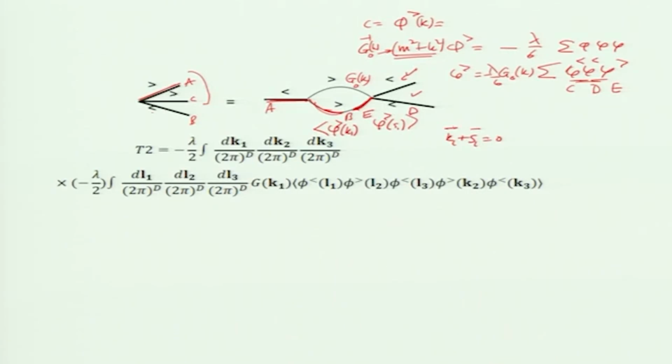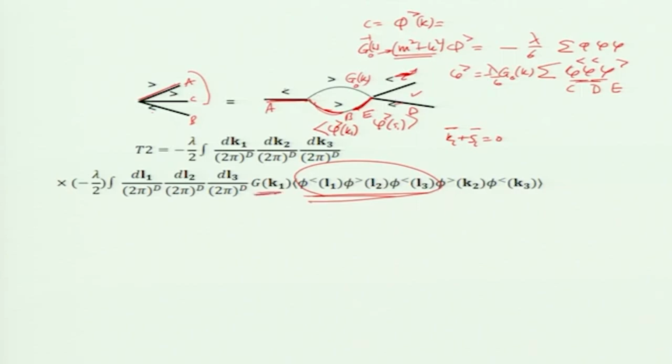This is the condition, no? The wave numbers must be equal and opposite. Okay. So, this is what we get here. So, three legs you keep out, these are the three external legs that are outside.